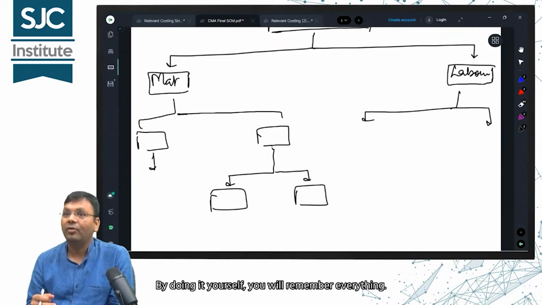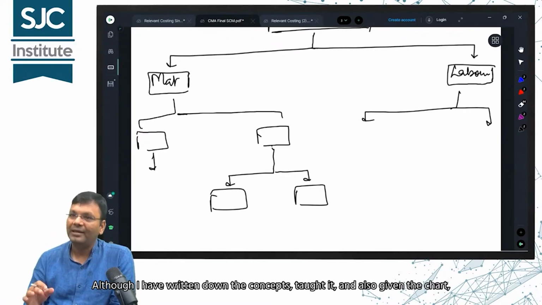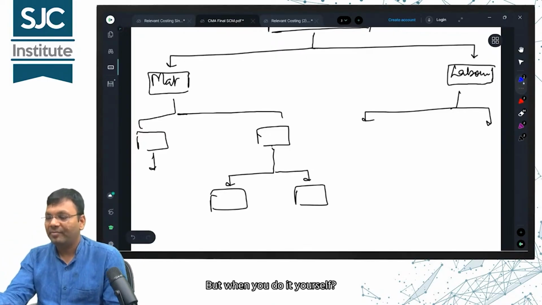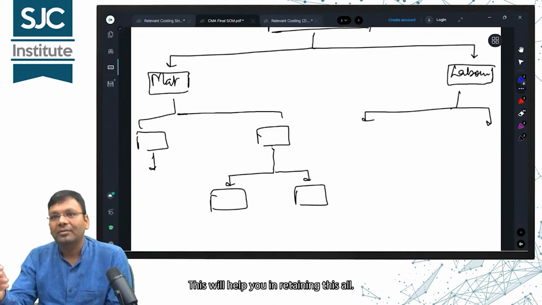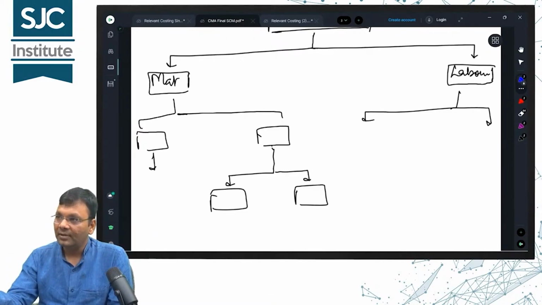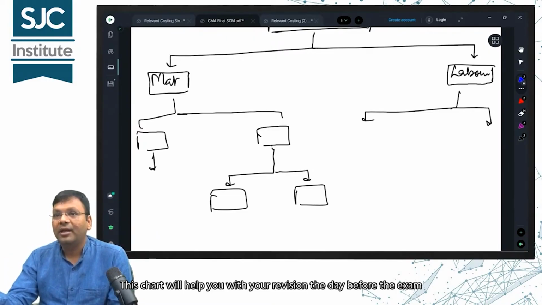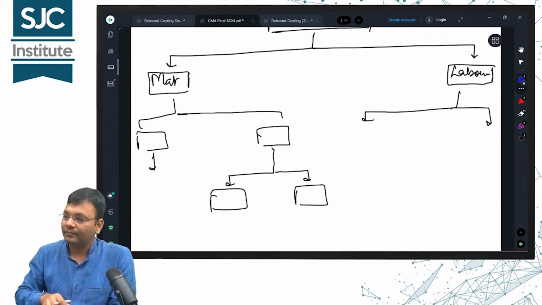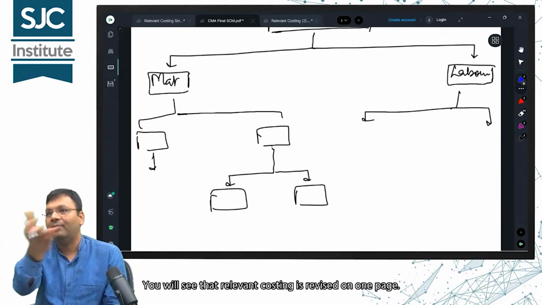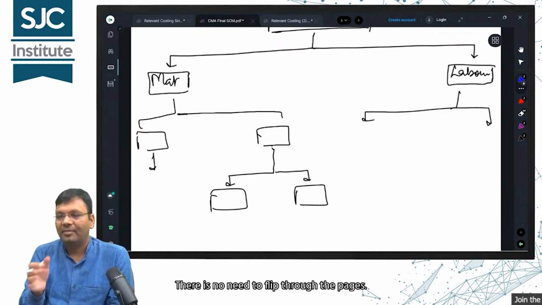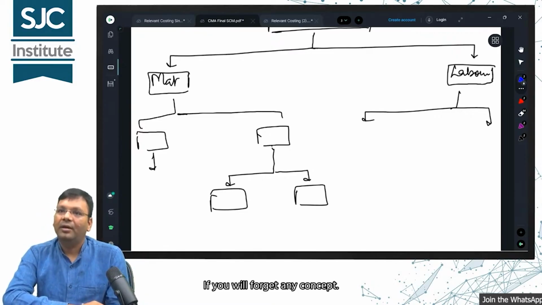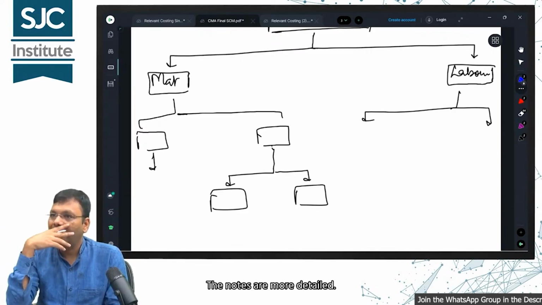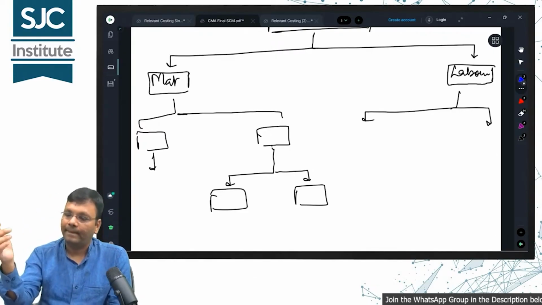By doing it yourself, you will remember everything. Although I have written down the concepts, taught it, and also given the chart, when you do it yourself, this will help you in retaining all this. This chart will help you with your revision the day before the exam, and you will not feel any stress in exam. You will see that relevant costing is revised on one page. There's no need to flip through the pages. If you forget any concept, you can refer here. That's it. The notes are more detailed.